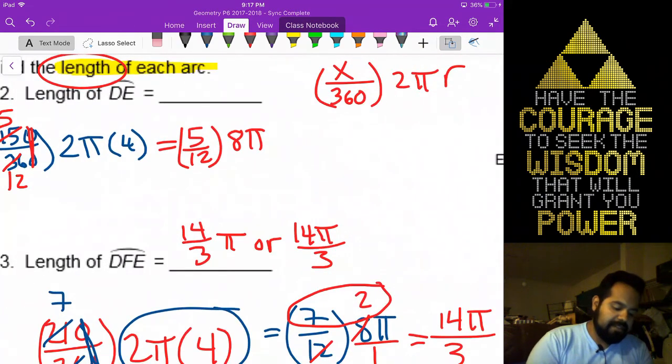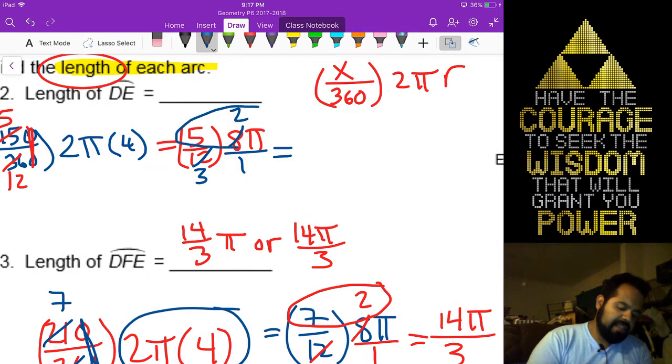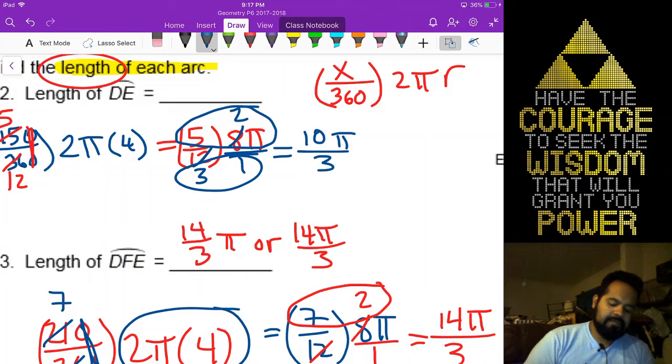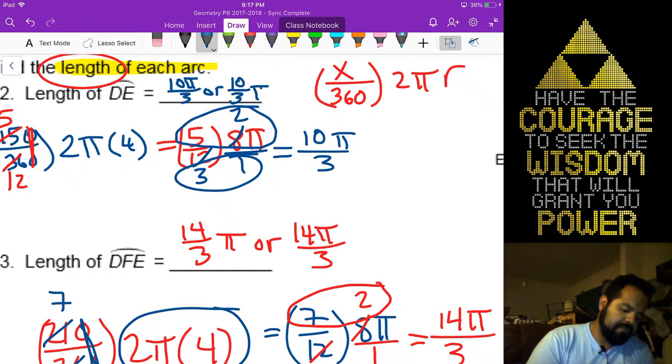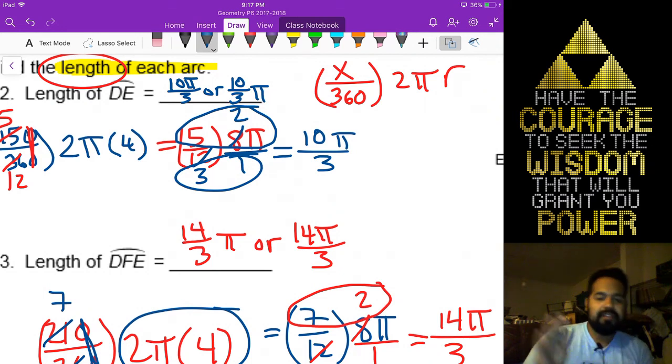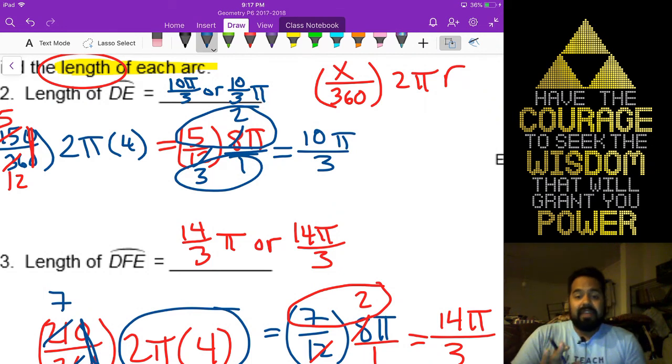I can again reduce the 8 and the 12, which will give me a 2 and a 3 because I divided them both by 4. So now multiplying these across, I get 10 pi over 3. Alright, so 10 pi over 3, or you can just say 10/3 pi. Either one, they're equivalent. Just don't put the pi down below. Then we have a real problem.